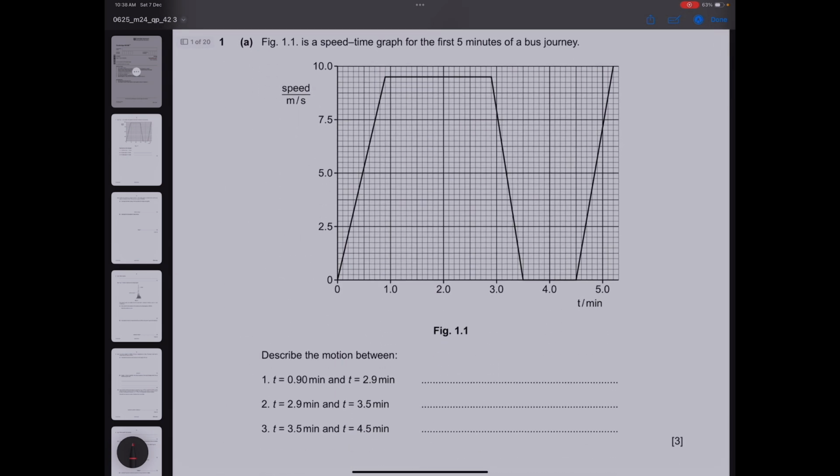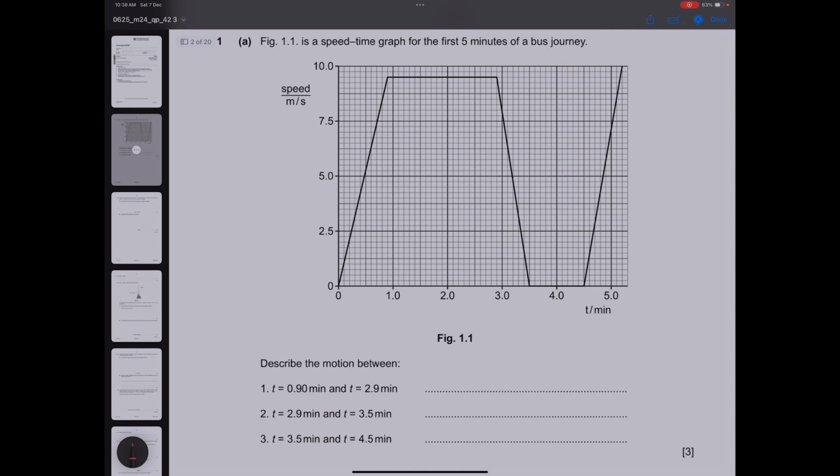So it's a speed-time graph and they're asking us to describe the motion between 0.9 minutes and 2.9 minutes. Now, 0.9 minutes is somewhere around here and 2.9 minutes is somewhere around here. What do you see? I think we have uniform motion here because the speed is constant. So your answer should be constant speed, or you can mention uniform motion. Alright, so constant speed, let's say we can write here.